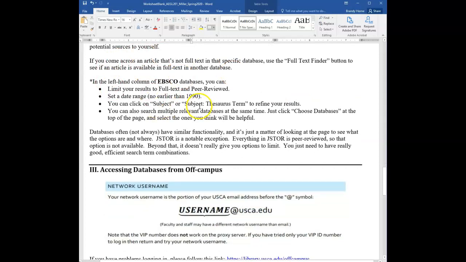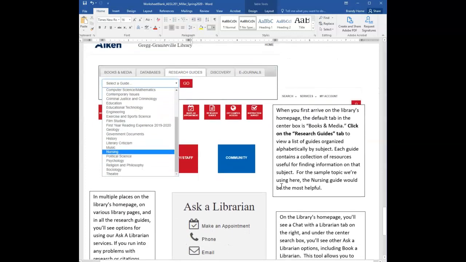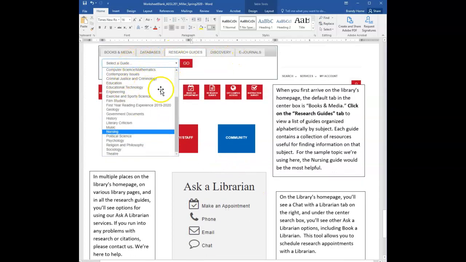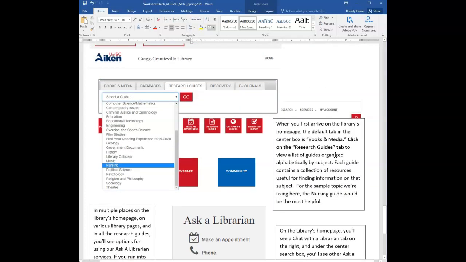I give you a general overview of some of the limiters or options for refining your results when you're in an EBSCO database, so I list those there. And then I have this information here. You also have information on the library's homepage. When you click on that red box for accessing databases off campus, I provide the link to that page that you would get to by clicking the red box. And finally, down here, if you just refer to the worksheets, I think I have enough instructions on the worksheets to get you what you need. This last page gives you some screenshots of various things that are on the home page and some information about what those are.